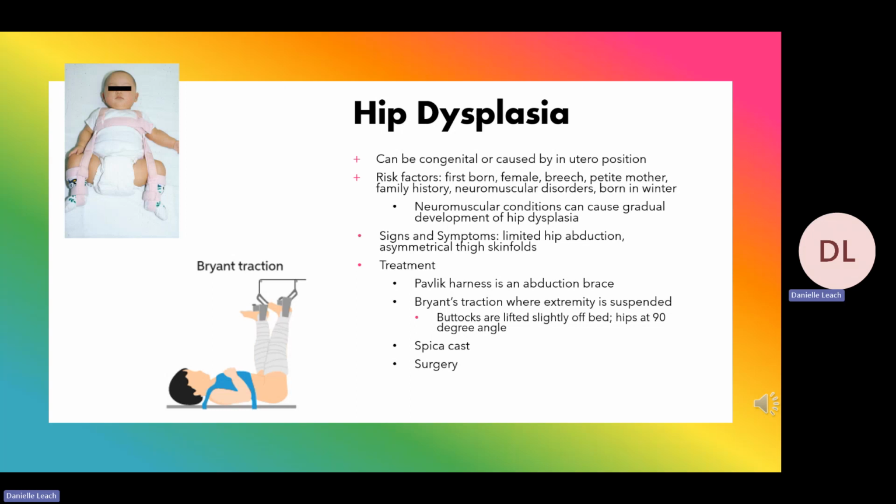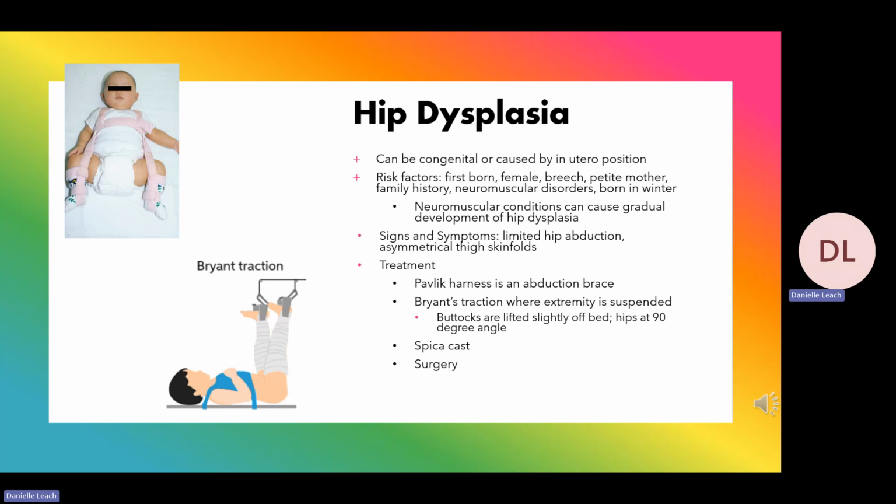Treatment for this, the number one treatment is the Pavlik harness. So the Pavlik harness is the picture of the baby on the top here and that pink harness. So it's an abduction brace that helps keep the hips abducted.